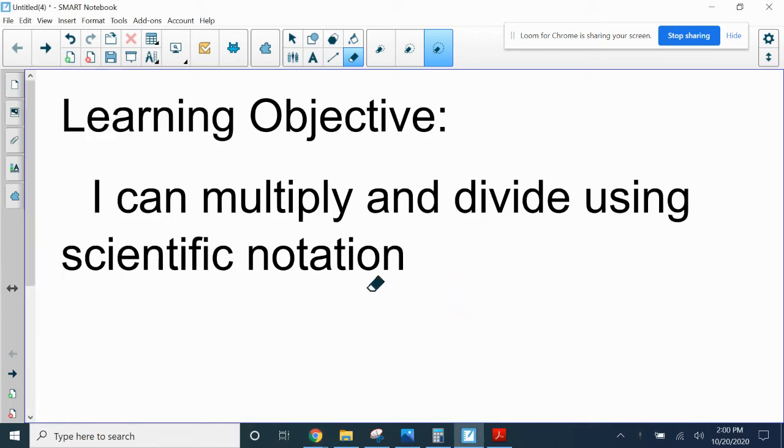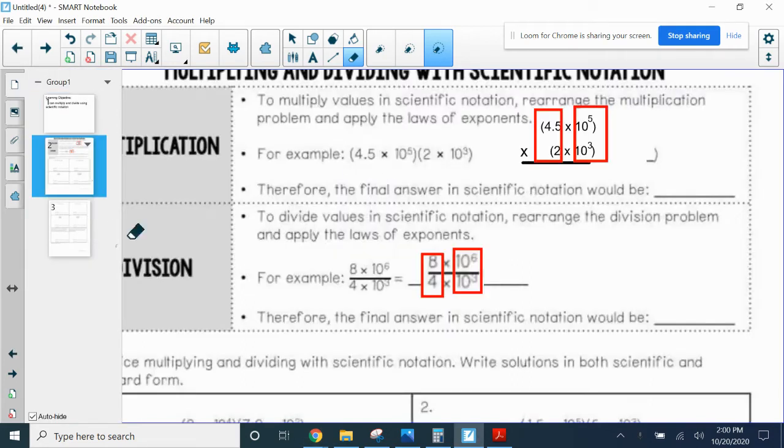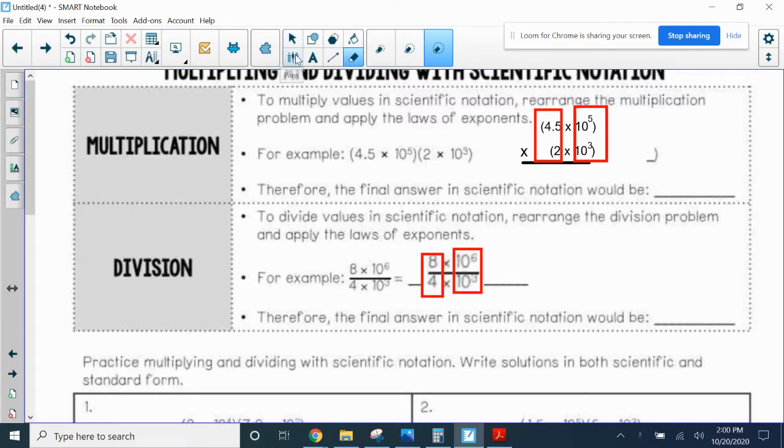All right, so today we're going to talk about multiplying and dividing using scientific notation. If you do not already have these guided notes, they are on Schoology. You can print them and follow along, or if you don't have a printer, you can just pause and fill this out as we go.